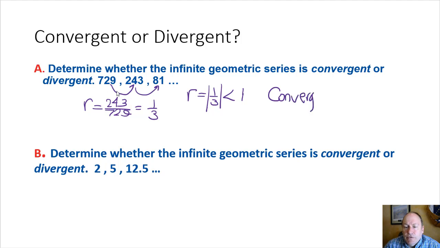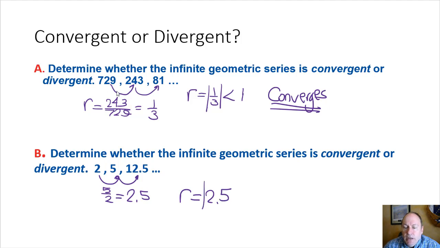it converges. This second series, we're going to determine whether it's convergent or divergent. We've got 2, 5, 12.5. Well, 5 divided by 2 is equal to 2.5. So the common ratio is 2.5. The absolute value of 2.5 is greater than 1. Therefore, the series diverges.